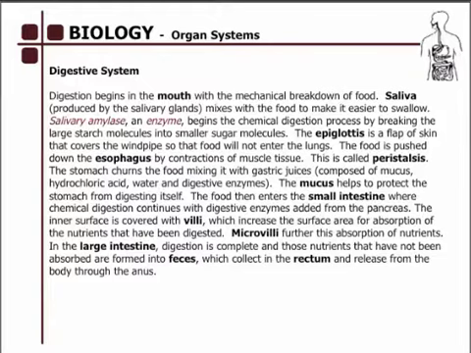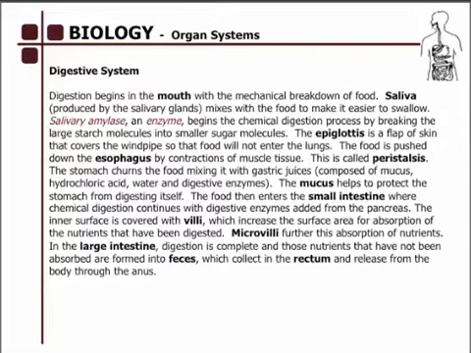Then the epiglottis, a flap of skin, covers the windpipe so that food does not enter the lungs. Food is then pushed down the esophagus by the contractions of muscle tissue. This is called peristalsis. The stomach then churns the food, mixing it with gastric juices composed of mucus, hydrochloric acid, water, and digestive enzymes. The mucus helps protect our stomach from digesting itself. The food then enters the small intestine, where chemical digestion continues with digestive enzymes added from the pancreas.